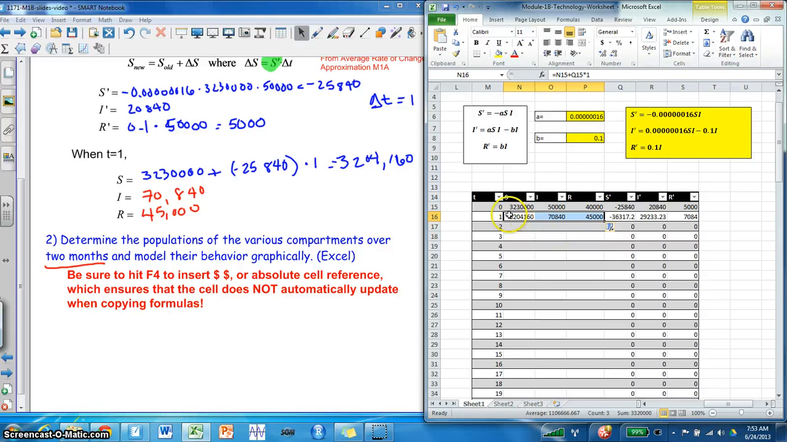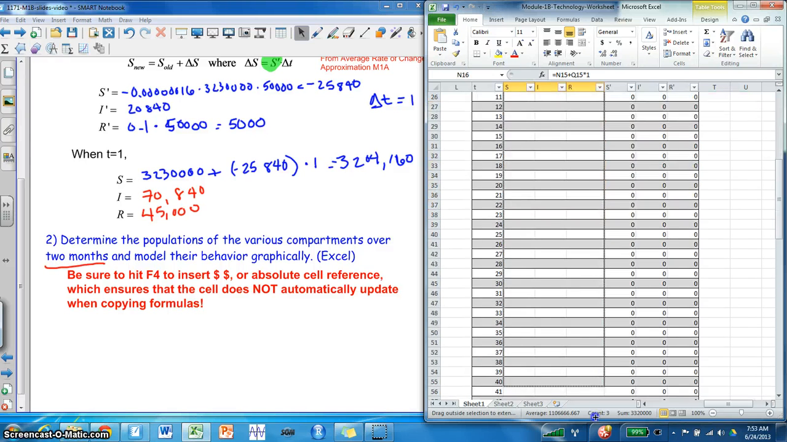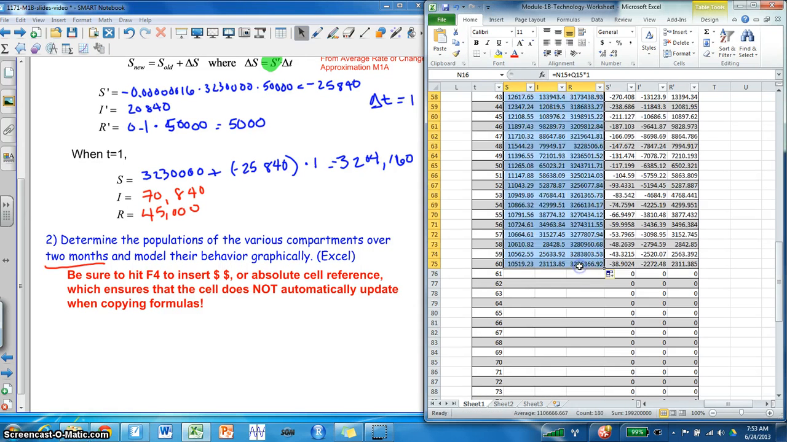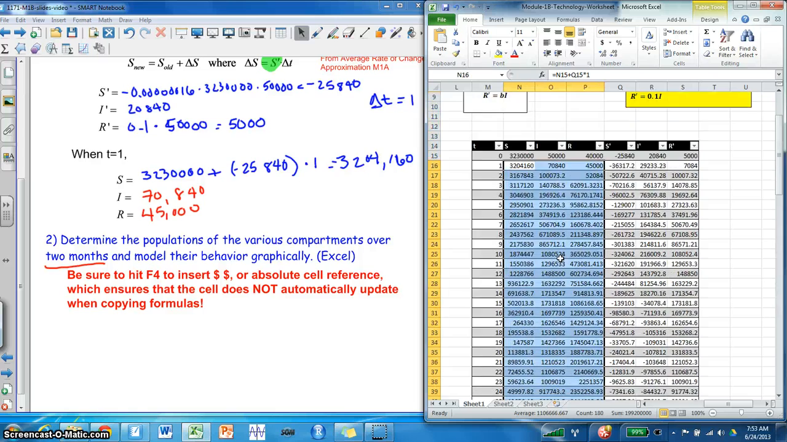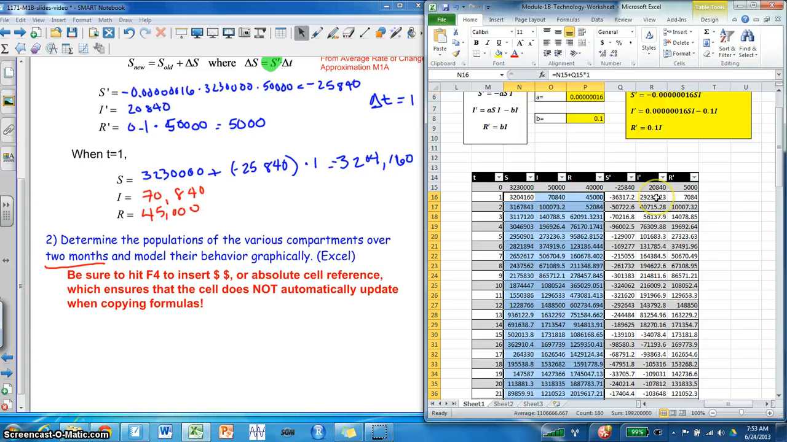Now to copy that down, I'm just going to highlight these 3 cells, and in the lower right is a little black box, which, if I hover over, my cursor turns to a black cross. I can just drag that down all the way to 2 months, which I'm going to call 60 days. And there we go. On day 60, there are 10,000 people left in the susceptible compartment. It automatically updated the S prime, I prime, and R prime. Normally, if it doesn't, you can just drag that down too.